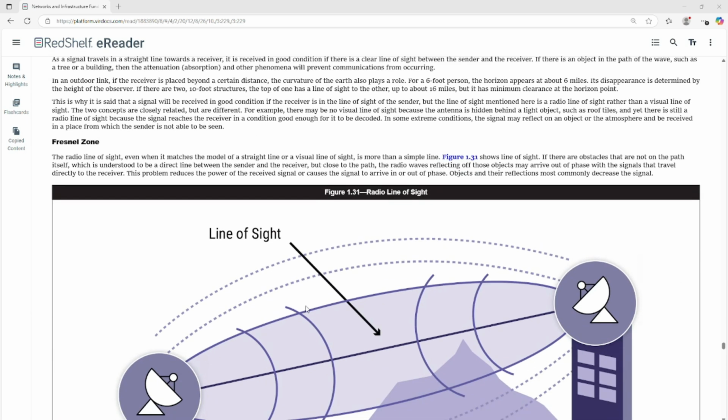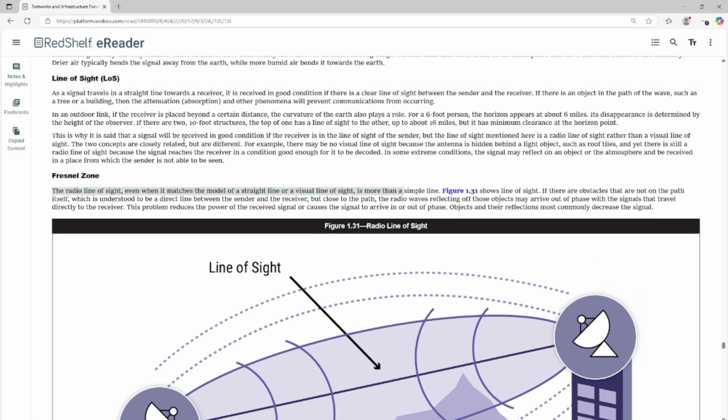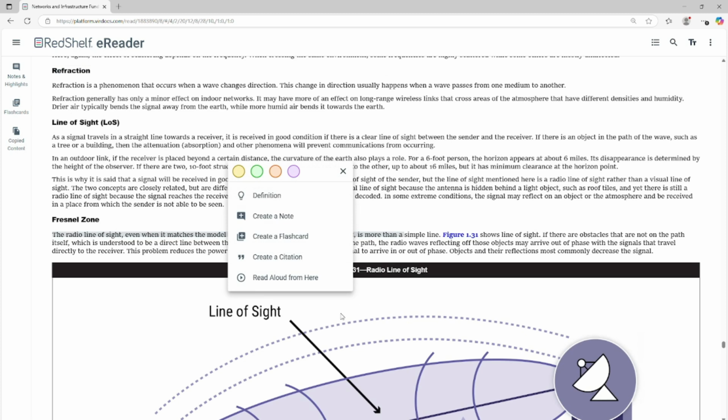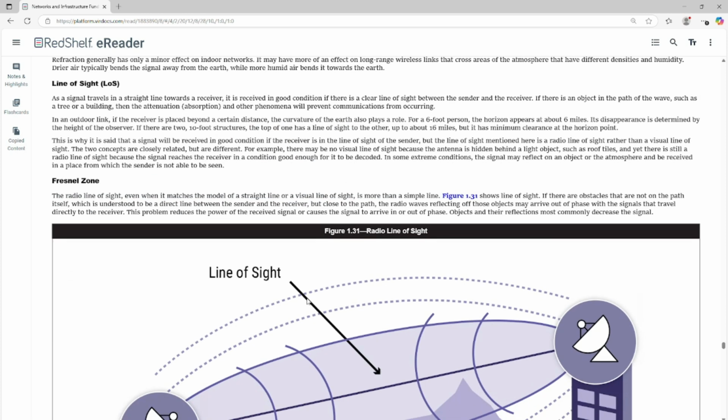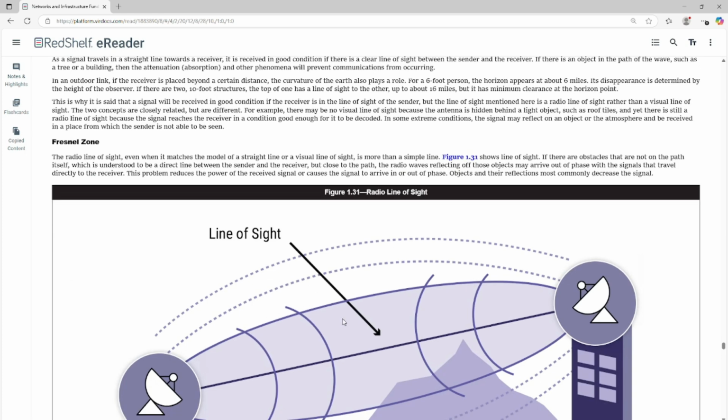Fresnel zone. The image in figure 1.31, radio line of sight. The radio line of sight, even when it matches the model of a straight line or a visual line of sight, is therefore more than a simple line. So we just talked about a line of sight. So you have a line of sight, but then you have other lines that are more than a line of sight.